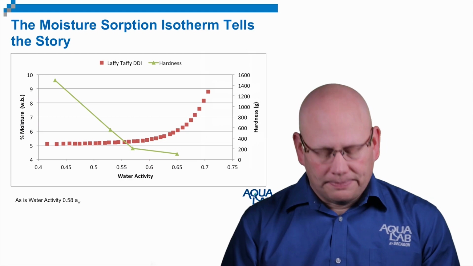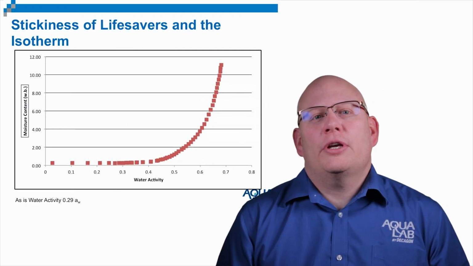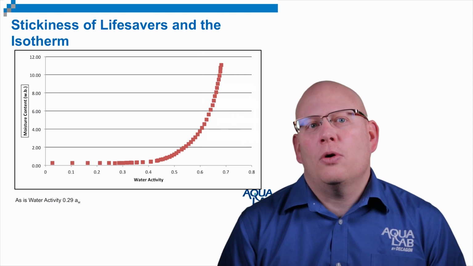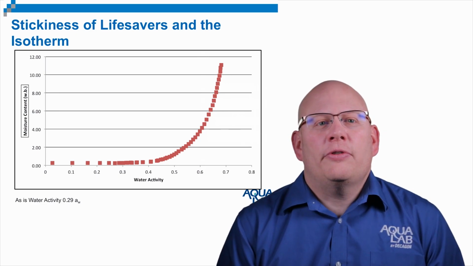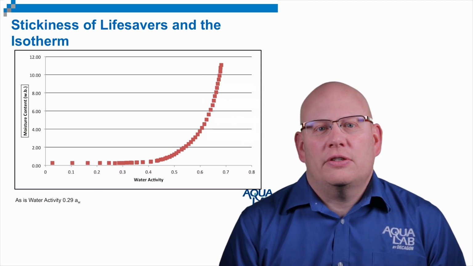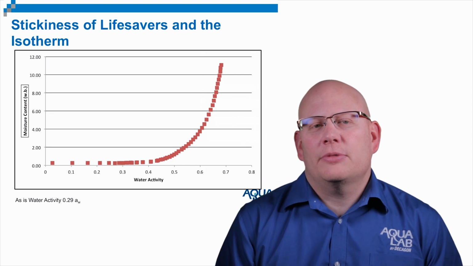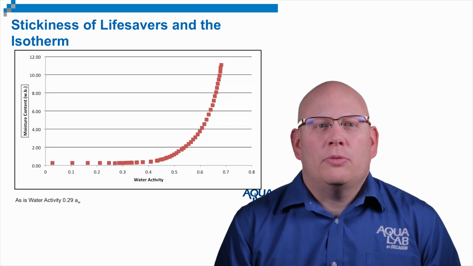If we look at another typical confection product, a lifesaver, we can, again, measure its moisture absorption properties and then hold it at different water activities along that moisture absorption range. And what we found is that this product is naturally at about 0.2 water activity when it's processed and comes out of the package. But if it gets exposed to different conditions, then it will change.